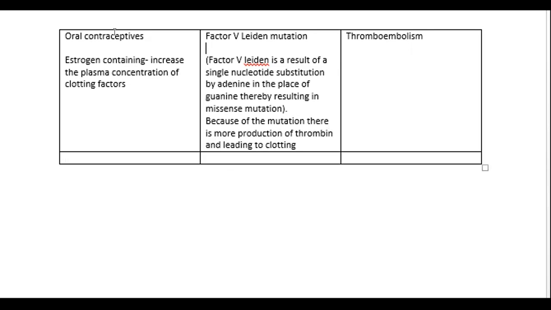And what is the relationship between the oral contraceptives and factor 5? The oral contraceptives are majorly composed of estrogen. These estrogens increase the concentration of the clotting factors like factor 5, factor 7, factor 10, and many. And because of this increase in concentration, there is an increase in thromboembolism formation.